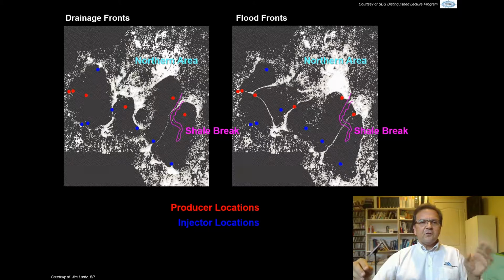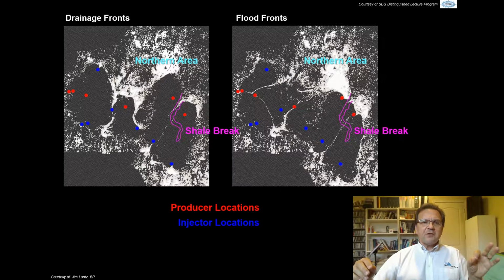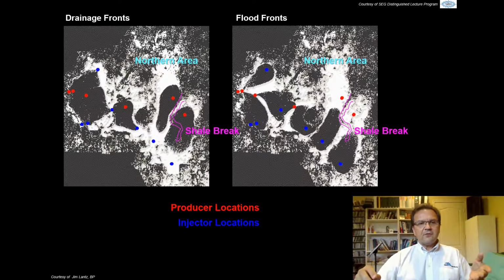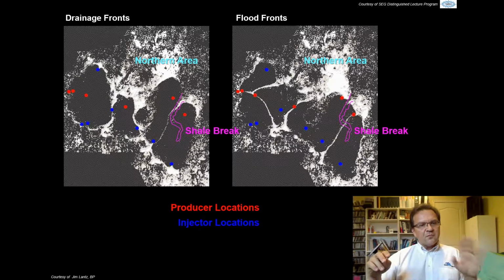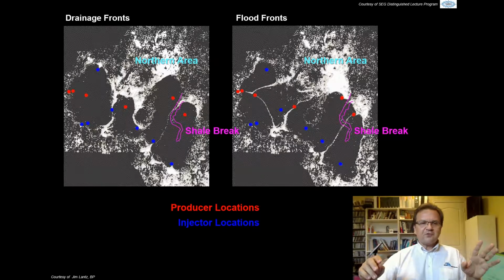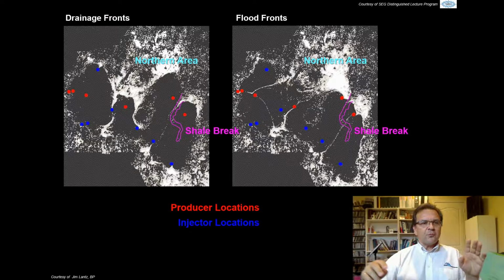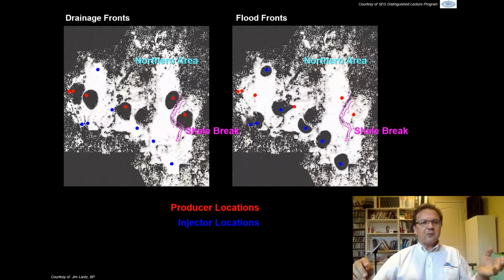The pair of displays shows a synchronized view of drainage fronts from the producer perspective on the left, and the flood fronts from the injector perspective on the right. A specific question that came up during this exercise was whether there is an injector to producer connectivity across the implied shale break.